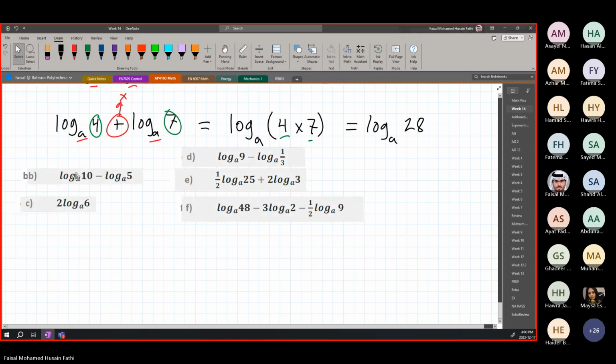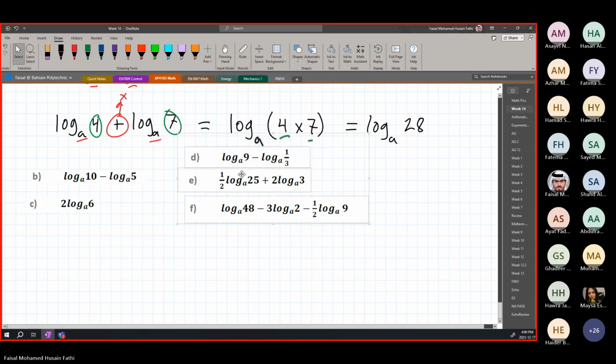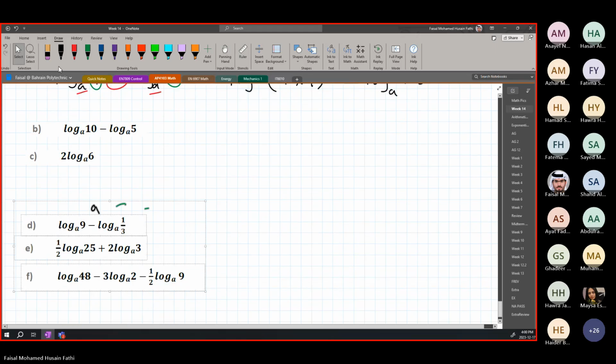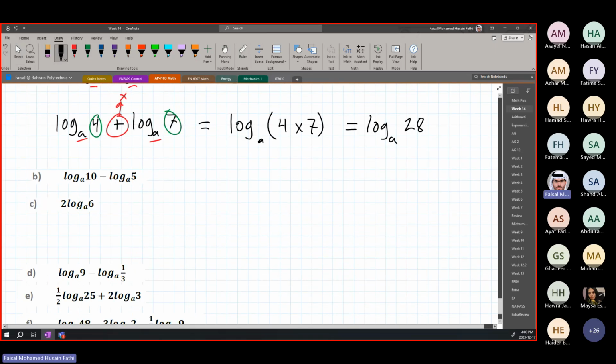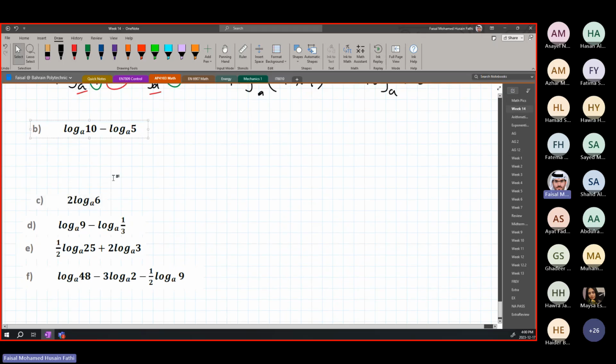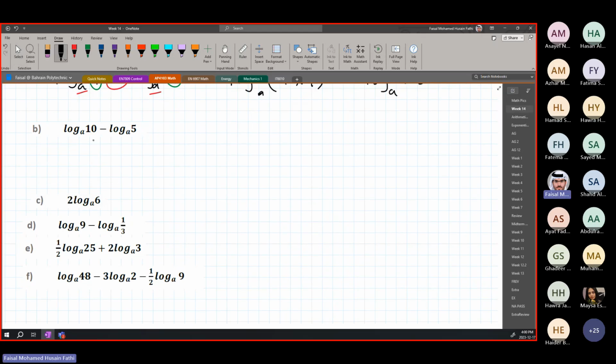Okay. Base a. Let's look at this. And b. We have minus. First of all, what's the first step? Check the base. Is it the same base? Yes. What do we have? We have minus. Minus becomes division. Simple. So we have log, this is equal to log of the same base a, 10 over 5. That's it. So it's equal to log base a of 2. Moving on.